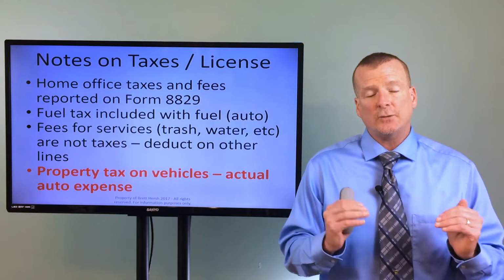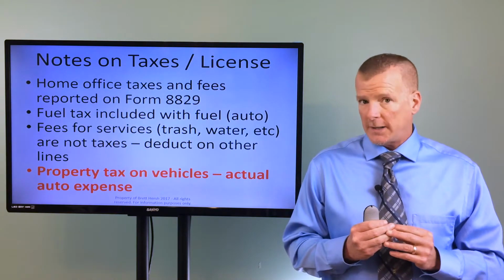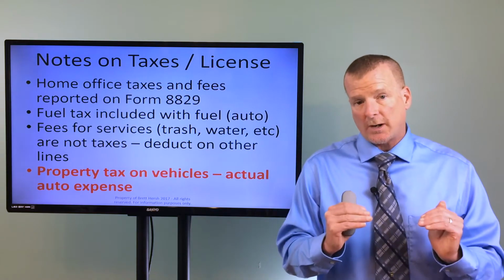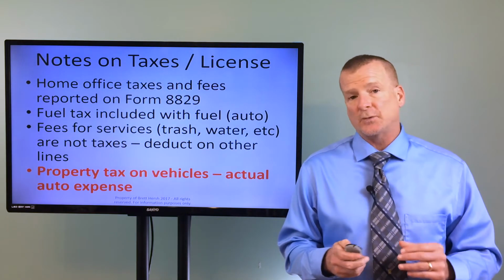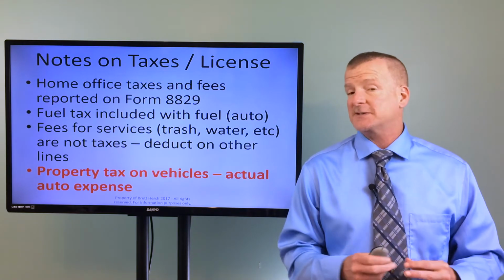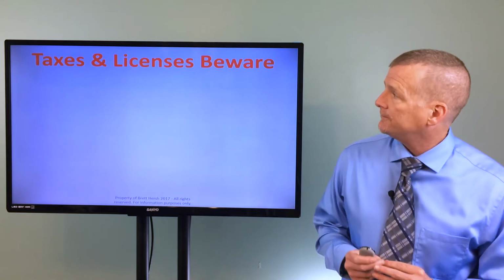Property tax on your vehicle is actually going to be deductible as an actual auto expense if you're claiming actual auto expenses. The remainder may be deductible on Schedule A as an itemized deduction under the tax section, taxes paid by you.